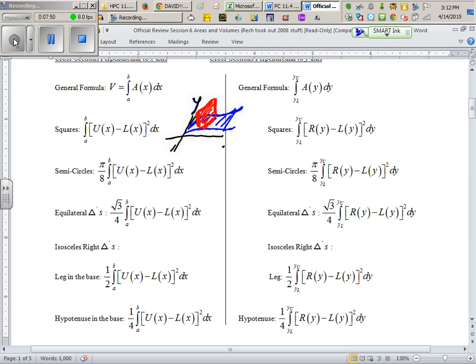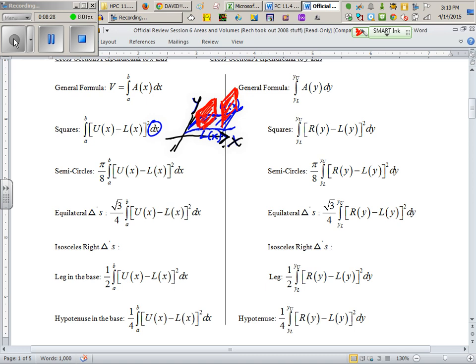So this would be the upper curve u of x, and this would be the lower curve L of x. So the length of the side of the square is u of x minus L of x. The area of that square is side times side. So it's u minus L times u minus L, u minus L quantity squared. And then since that's the area of the red, integrate it from A to B, where A to B, of course, is the limits of integration. Notice it's dx, because these squares, when placed side by side, are one next to the other along the x-axis.